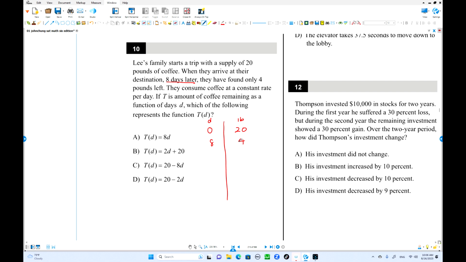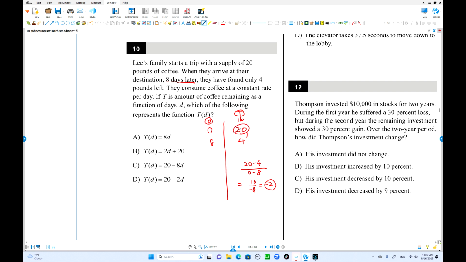This is the amount of coffee. I'm going to call this T. This is the day with a D. Okay. All right. Now we're going to set up the equation. What's the slope? 20 minus 4 over 0 minus 8. Or 4 minus 20 over 8 minus 0. It doesn't matter. Okay. That is 16 over negative 8. That is negative 2 as the slope. Every day, 2 pounds decreased.